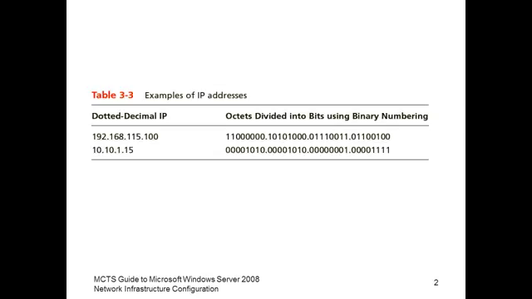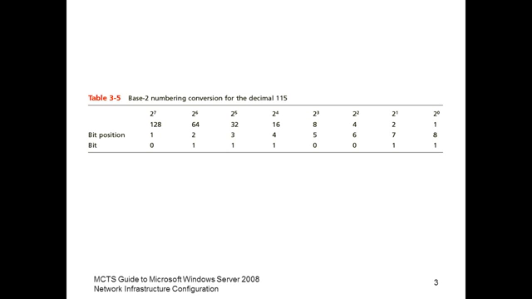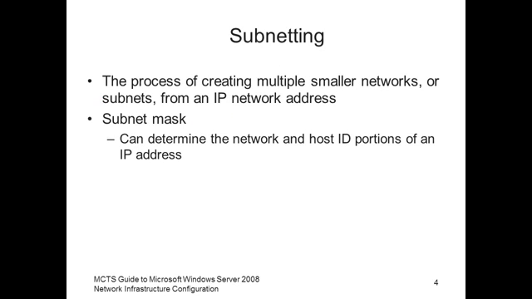Okay. All right. Base 2 number system, just like I showed you. This is the decimal number 115. So it's 1 at the 2 to the 7th position. No, I'm sorry. 0 there. It's 1 at the 2 to the 6th position, which is 64, plus 32, plus 16. So on and so on. And then 2 and 1. So, again, just examples. Subnetting is the process of creating multiple small networks, or subnets, on the same network address.